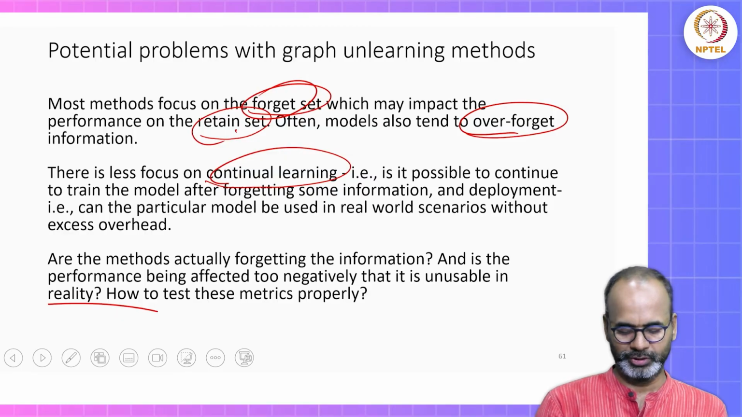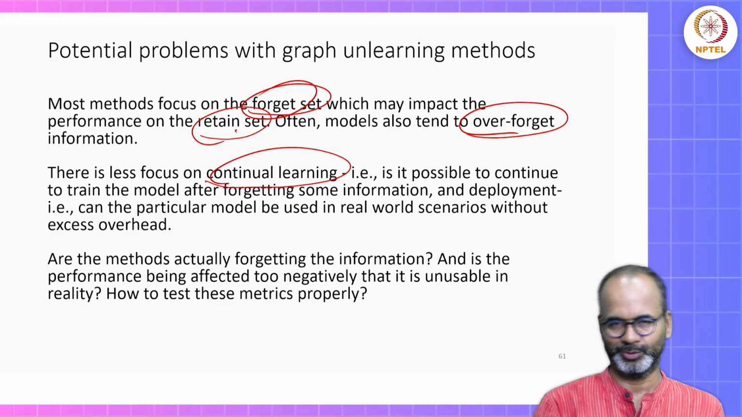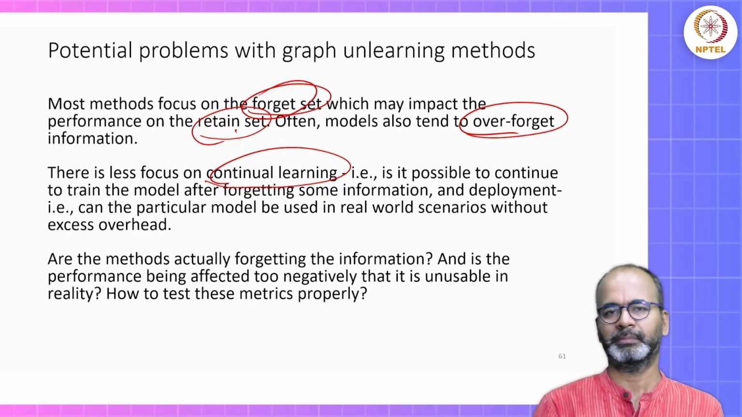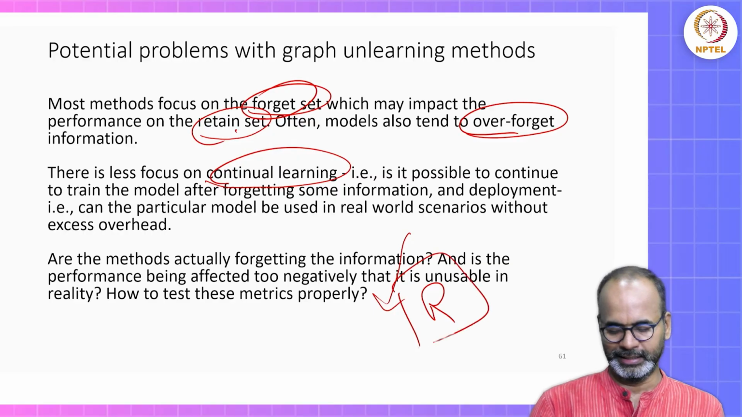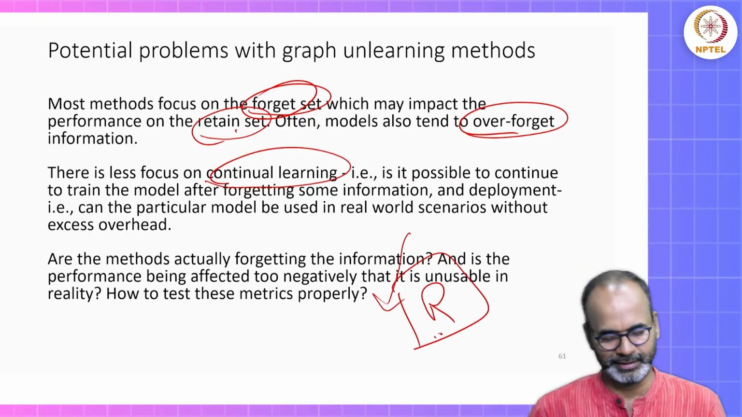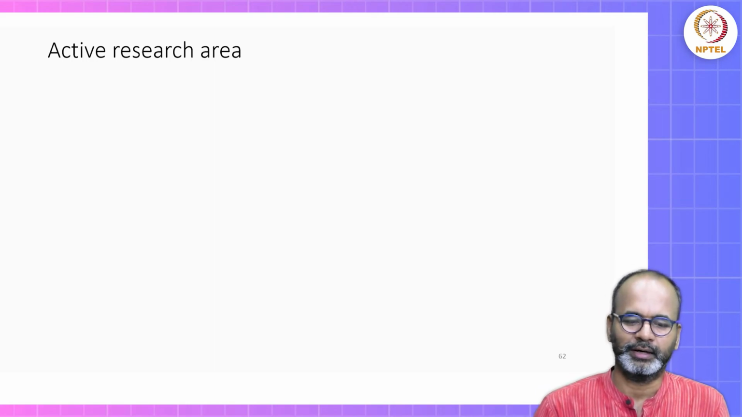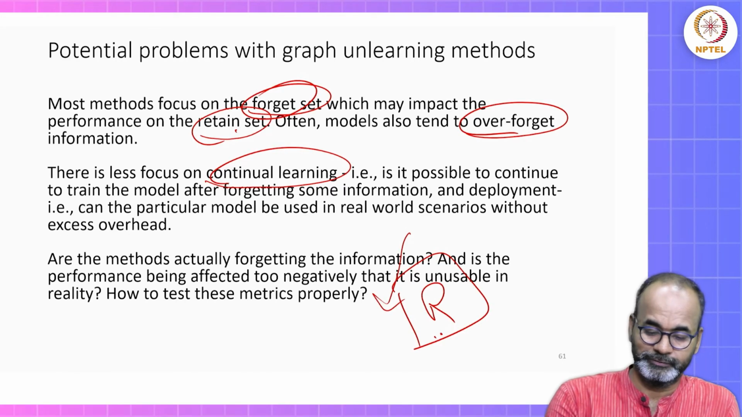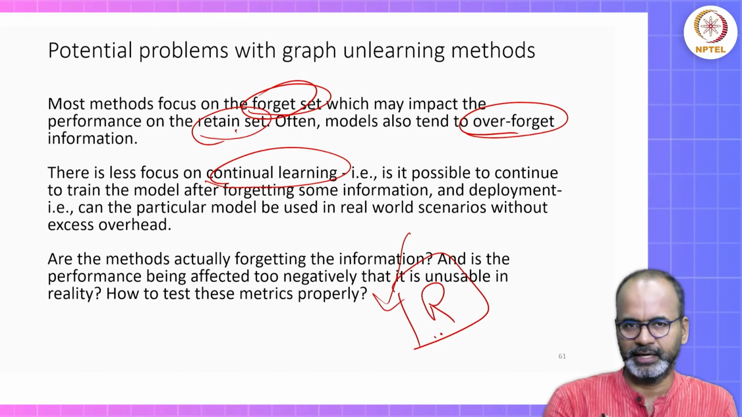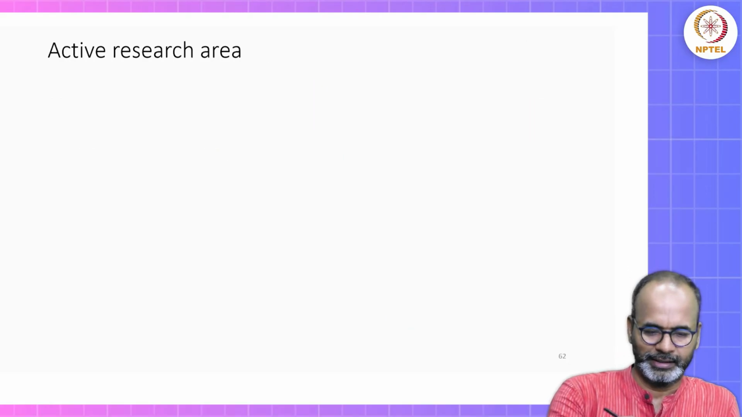Are the methods actually forgetting information, and is the performance being affected so negatively that it is unusable in reality? How to test these metrics properly? I think these are good questions to ask, good research questions that if you're interested, you should take up as ideas. Something I also mentioned in the first week of content, I think. But these are areas that are becoming a very, very active area of research now.